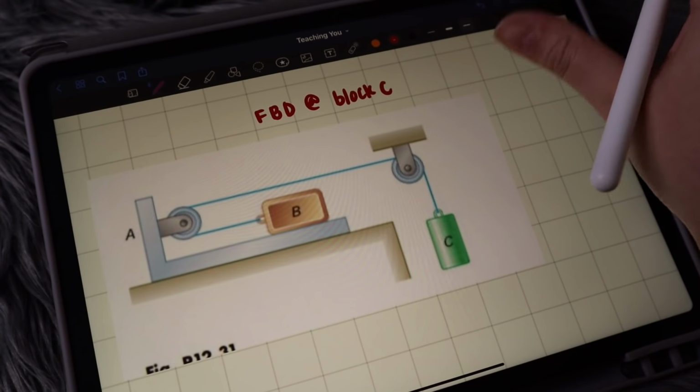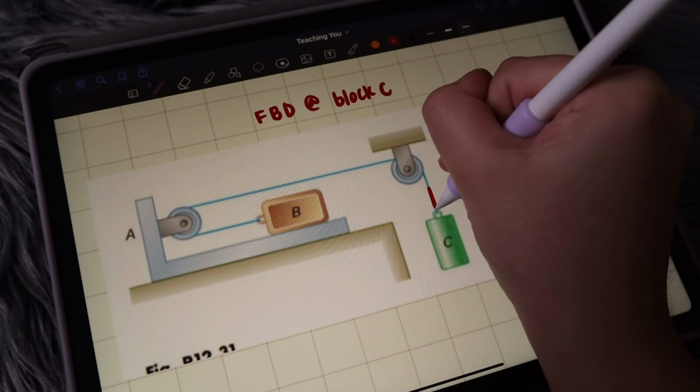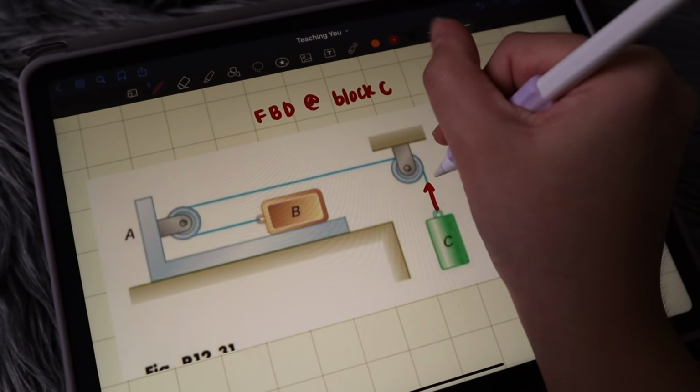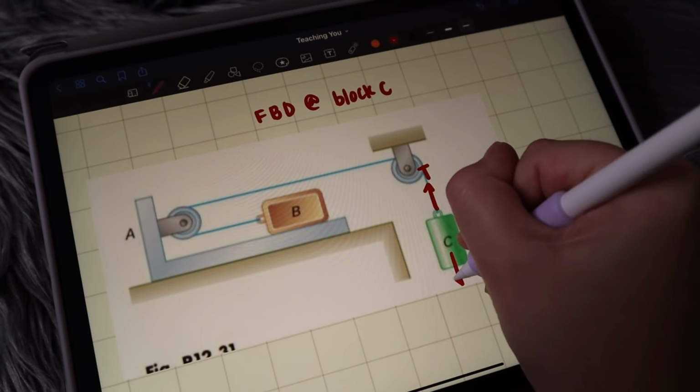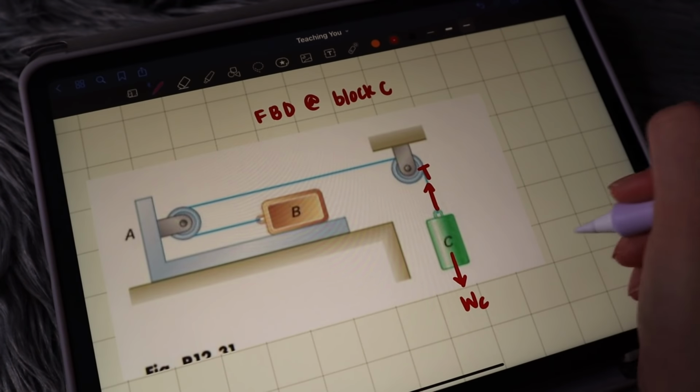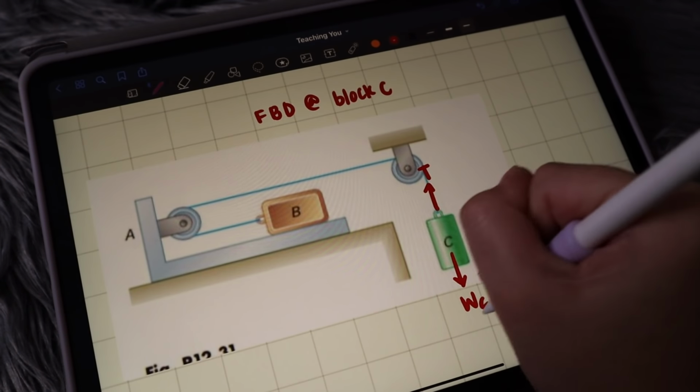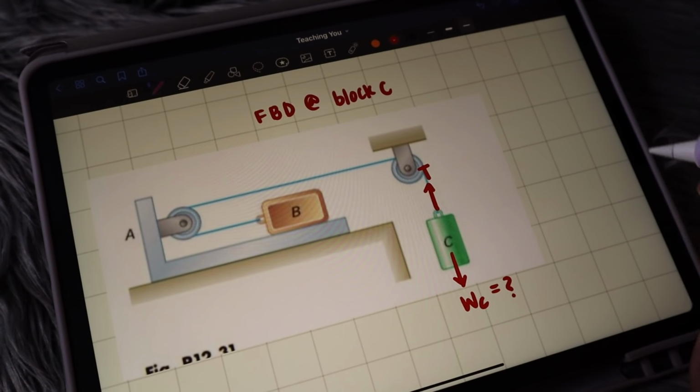Okay, now block C is pretty easy as well. It just has this cable pulling it up, so there's tension right there. And then the weight of C is coming down. So this is the one that we're actually solving for, right?